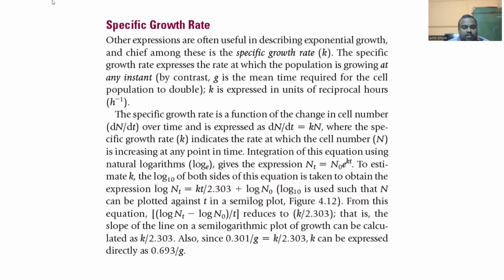So this is actually the specific growth rate. That's what growth rate is. So we can say what the specific growth rate is. Specific growth rate can be expressed in terms of k, and we can find that the specific growth rate can be expressed directly as 0.693 by G.